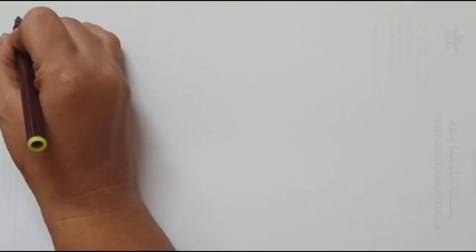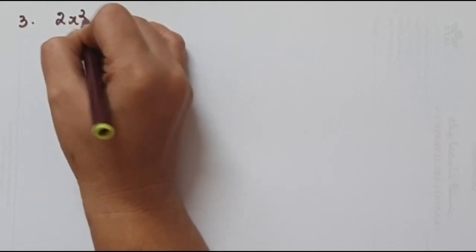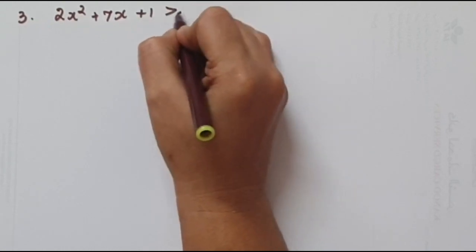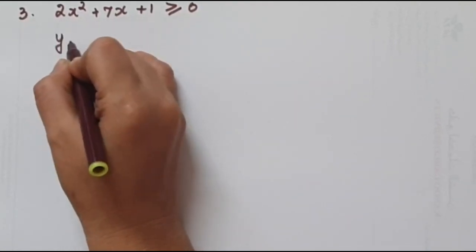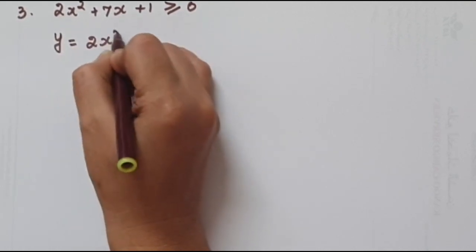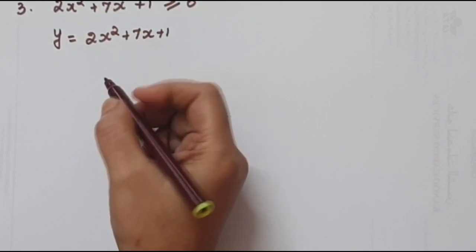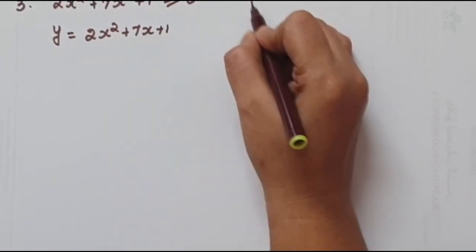Now the last question, the third one. 2x squared plus 7x plus 1 is greater than or equal to 0. Now first thing is we need to write our equation as y. y equal to 2x squared plus 7x plus 1. Now the coefficient of x squared is positive. So we know our curve is in this form.